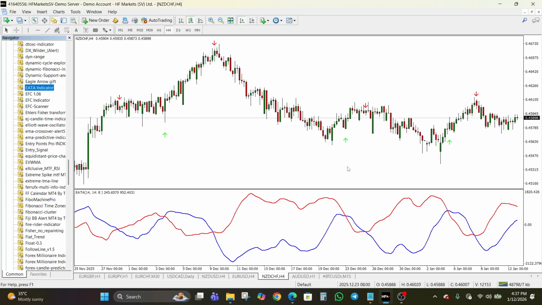On the other hand, when the blue line crosses above the red, it shows that bullish momentum is taking over. And then when the upward green arrow appears, it's a precise buy signal. Okay, so it's pretty straightforward and understandable.